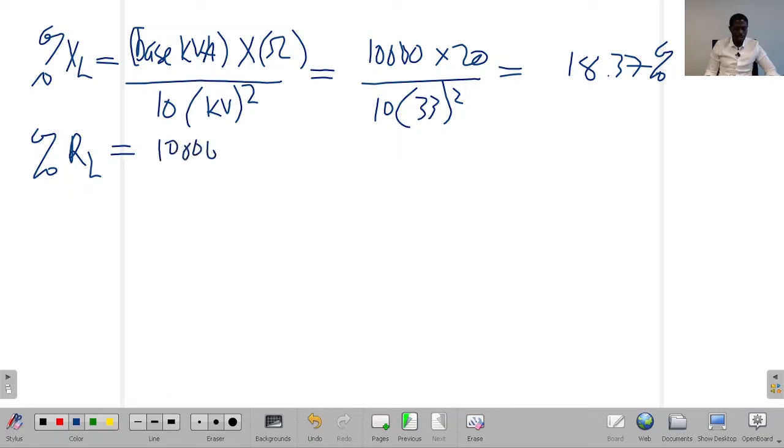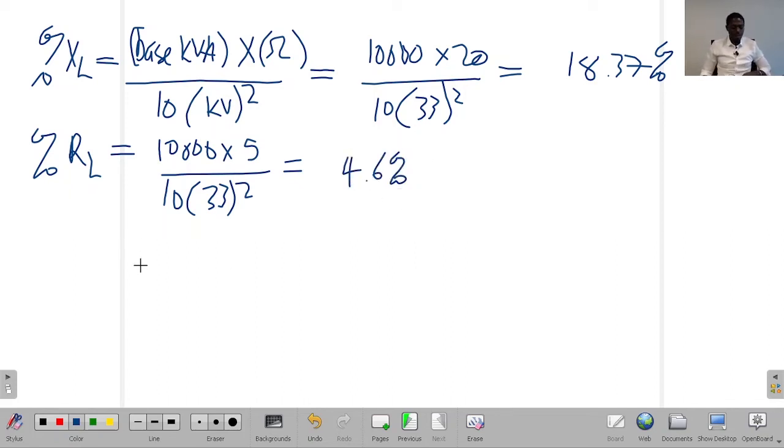And for the line resistance as well, we convert it to percentage resistance, which gives us the base kVA of 10,000 multiplied by the resistance of 5, over 10 times 33 squared. This gives us 4.6%. And thereafter, we convert this diagram into a reactance and resistance diagram, since we've got a resistance in the line.